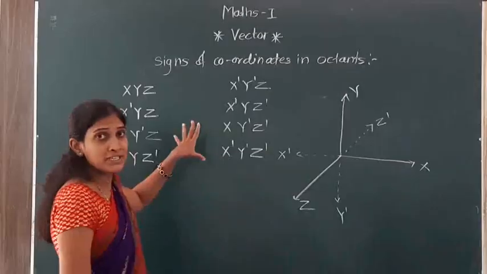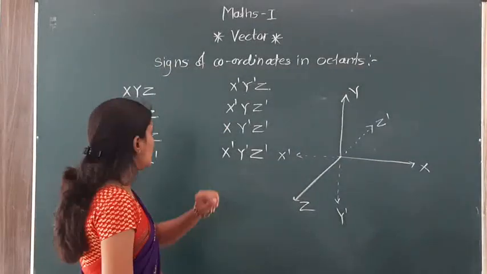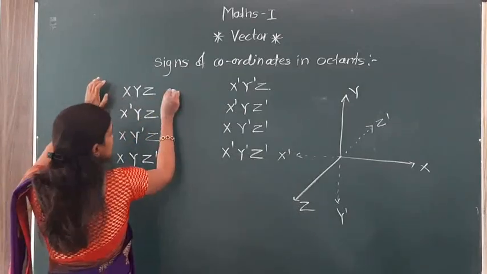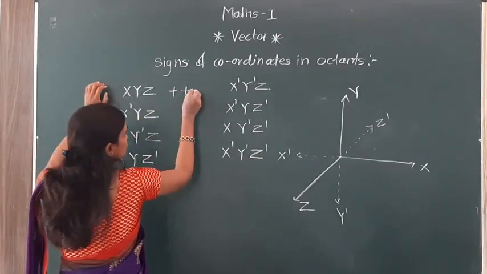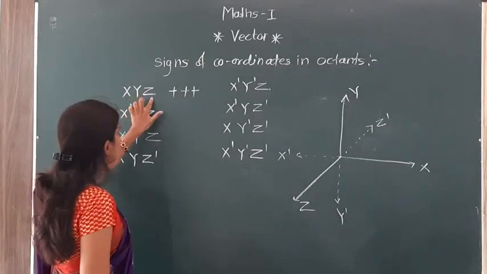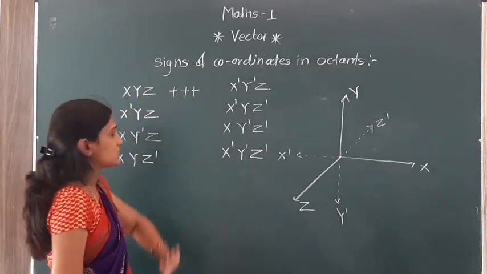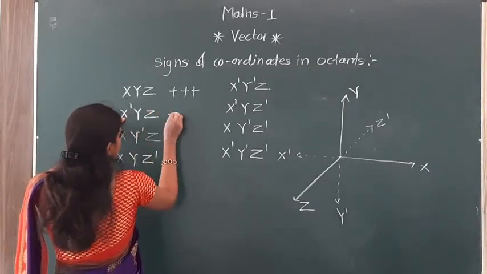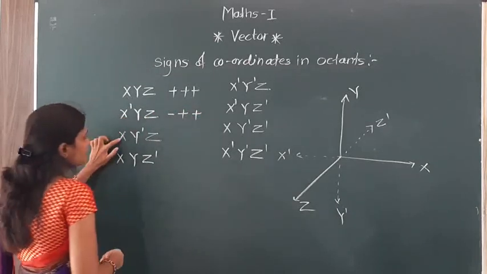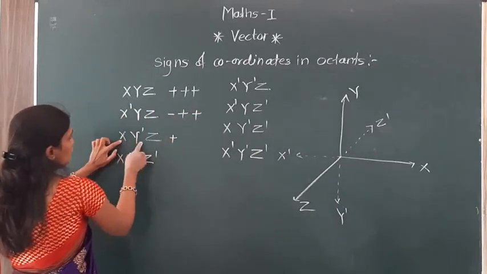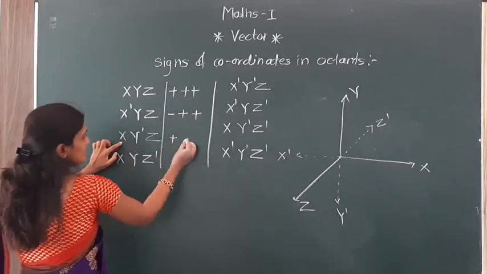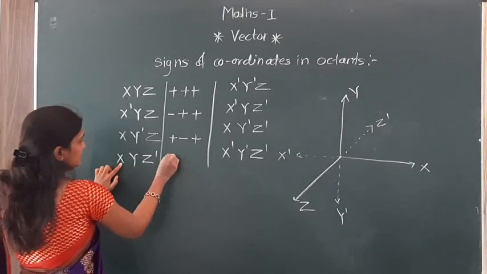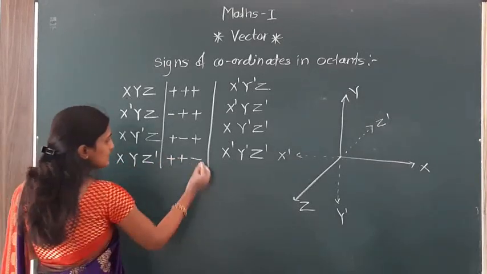Now in those 8 octants, what are the signs of the coordinates? If the point is situated in this one, then x is positive, y is positive and z is positive, because x, y, z are real. So here plus plus plus. Here x is dash, so x is minus, y and z plus. Here x is positive, y is negative and z is positive. Here x and y are positive, z dash, so z is negative.